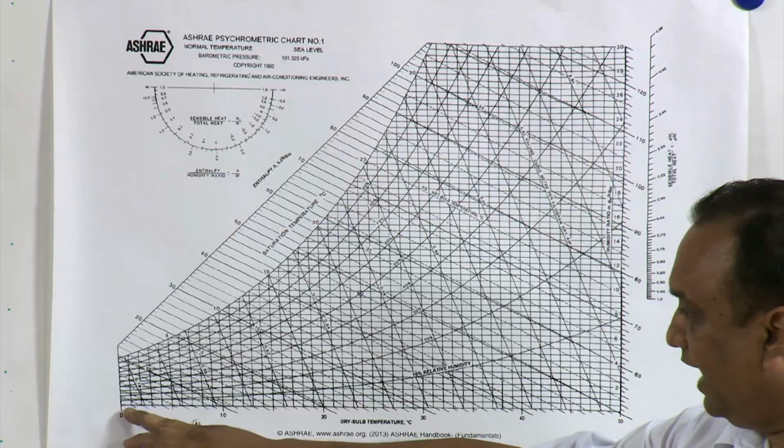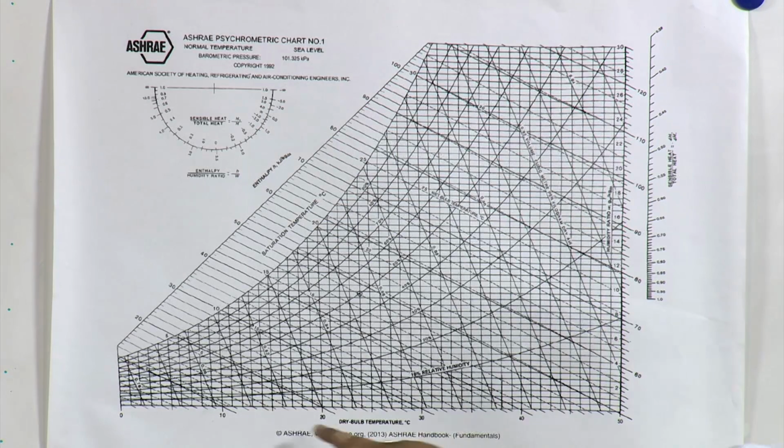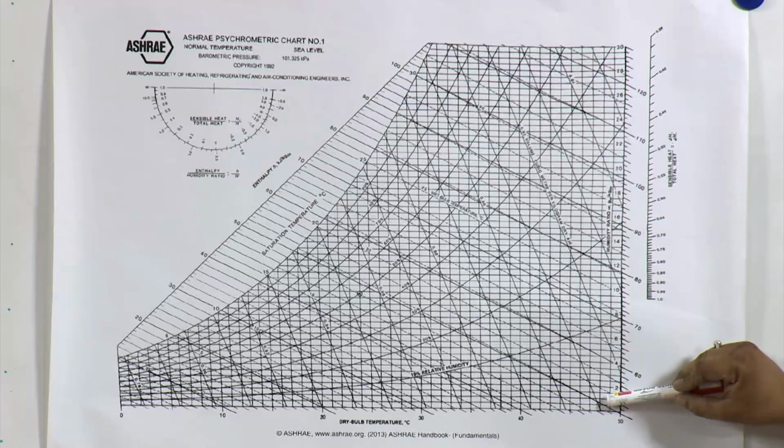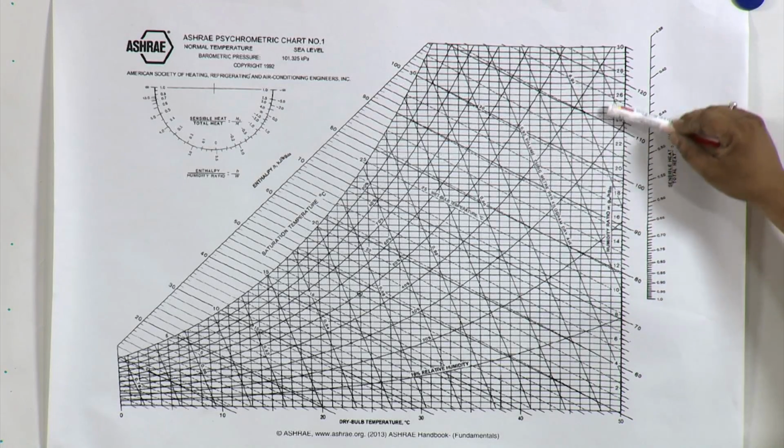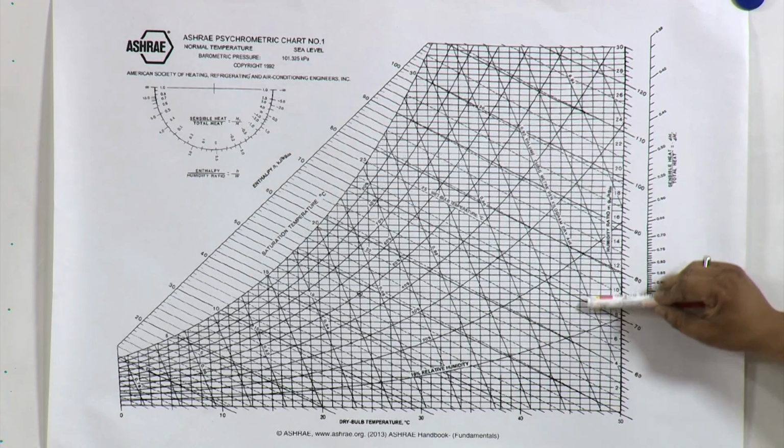On the x-axis, there is the dry bulb temperature. In this chart, the vertical lines are constant dry bulb temperature lines. In this chart also you can see the solid vertical lines, they are constant dry bulb temperature lines.